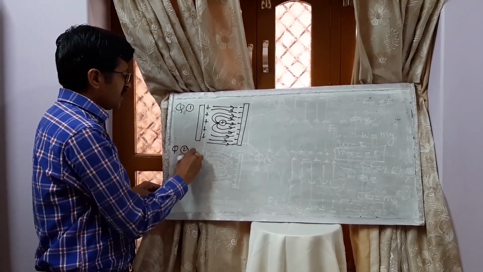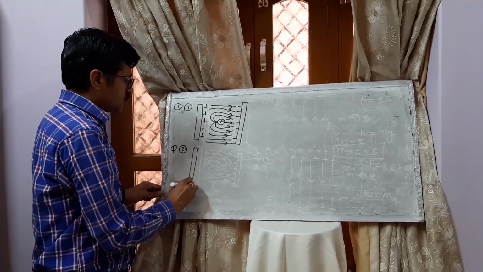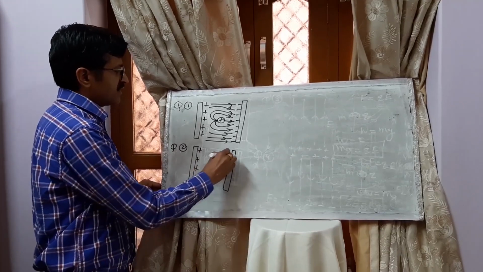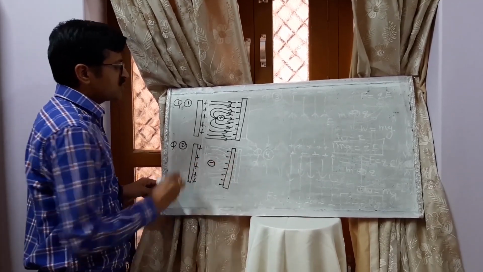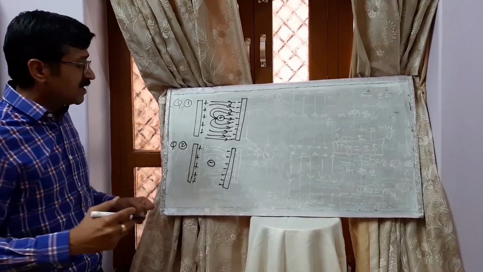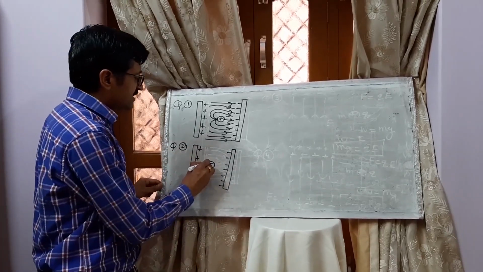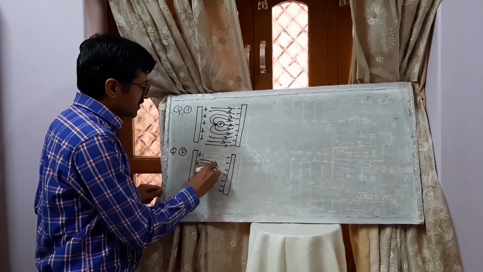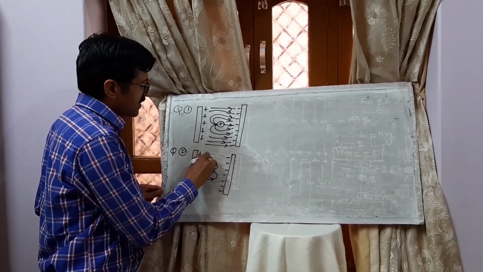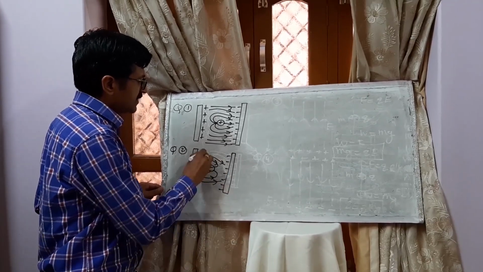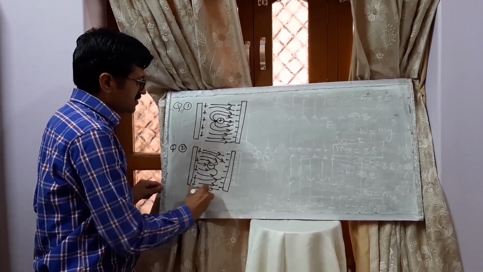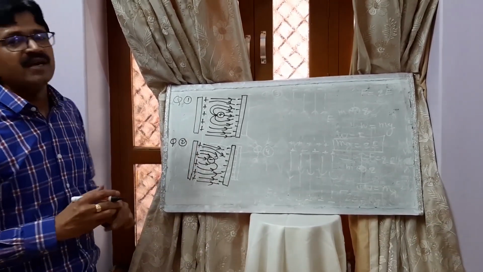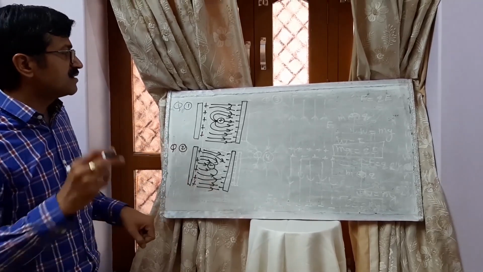Question number two: if you have two plates like this, one positive and the other negative, and a negative charge is kept in between them, what will be the mapping of electric field lines? In this case, the electric field lines will move like that, and then in this way. This is the mapping. This is also an important question. Whenever positive or negative charges are kept in between two charged plates, the electric field lines are drawn in this way.